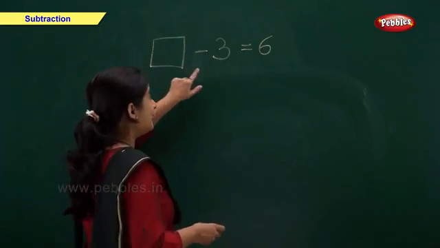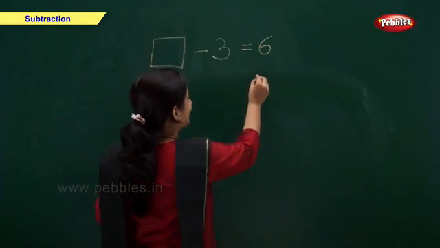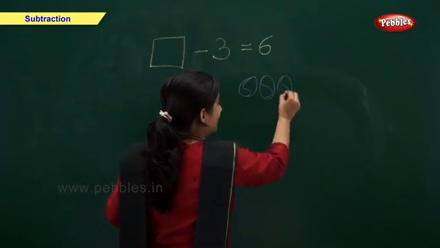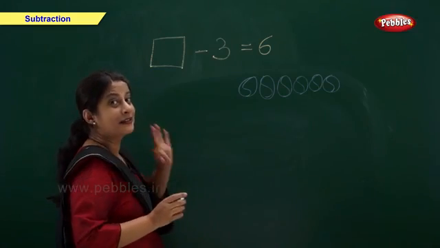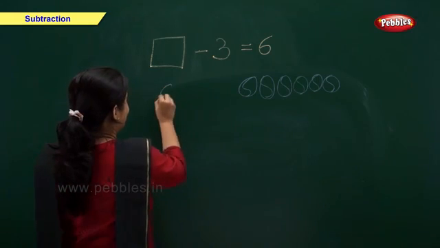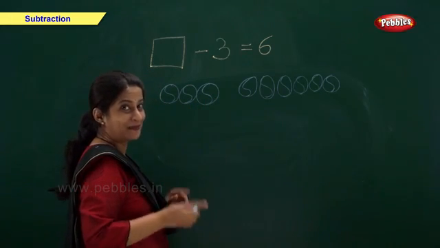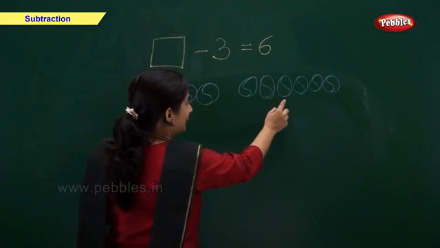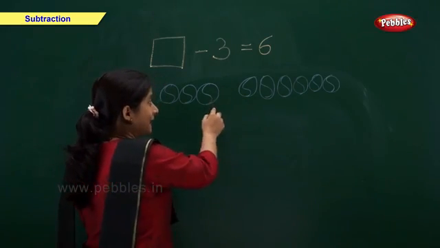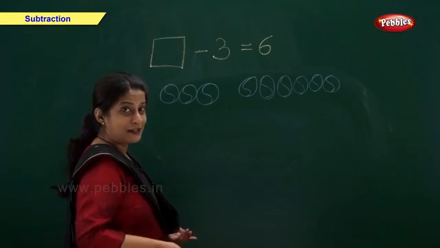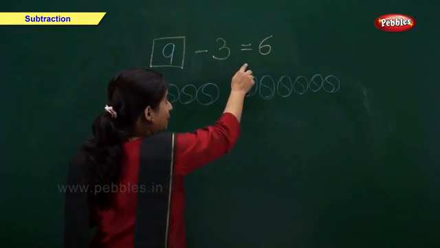Now we have how many minus 3 is equal to 6? Our answer should be 6. So now let us draw 6 balls. 1, 2, 3, 4, 5 and 6. And friends, we have one more number, that is 3. So now we'll draw 3 more balls. 1, 2 and 3. So friends, how many balls altogether? Let's count. 1, 2, 3, 4, 5, 6, 7, 8, 9. So 6 plus 3 is equal to 9. So our answer should be 9. So that is 9 minus 3 is equal to 6.